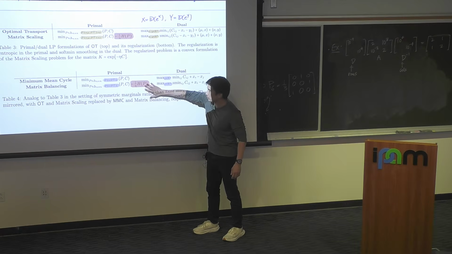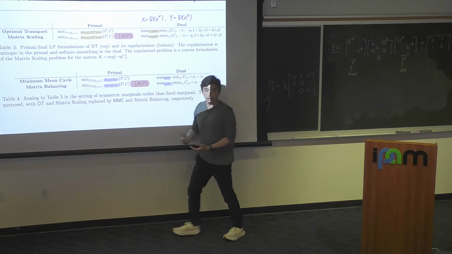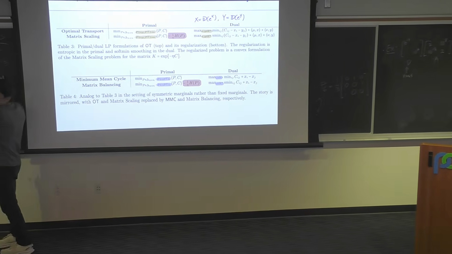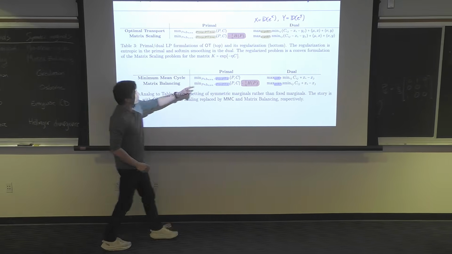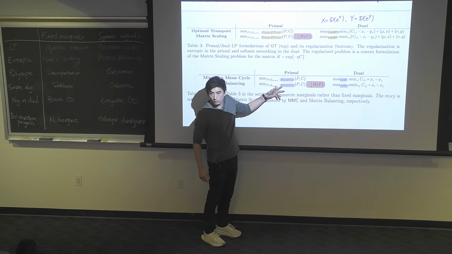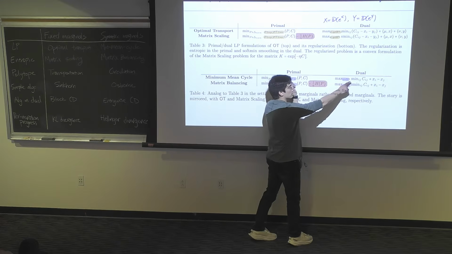And the point of the second table is just that you have exactly the same story when you go from fixed marginals to symmetric marginals. I've highlighted in purple the only difference here. Instead of fixed marginals, you have symmetric. Again, you have LP, dual LP.